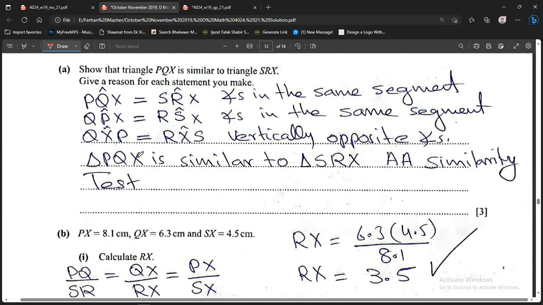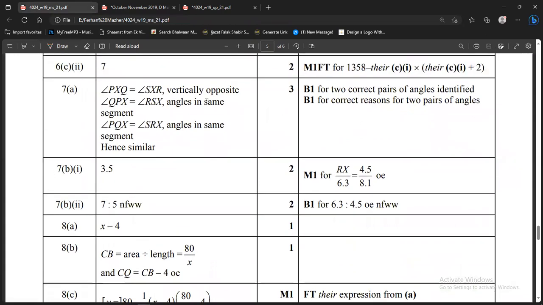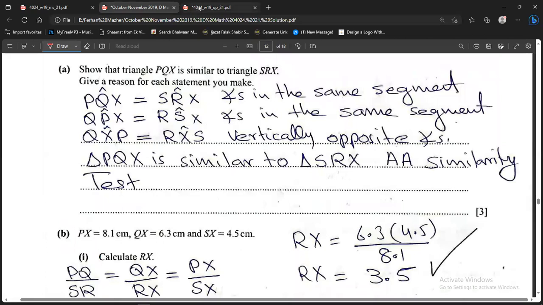Angle QXP equals angle RXS because they are vertically opposite angles. So these two triangles which we have compared, triangle PQX is similar to triangle SRX because of the angle similarity test. The angle similarity test is that if you're comparing two triangles and two angles are the same in them, these two triangles will be similar. Question number 7A part, the answer is showing up, and this is my solution. You can pause the video.